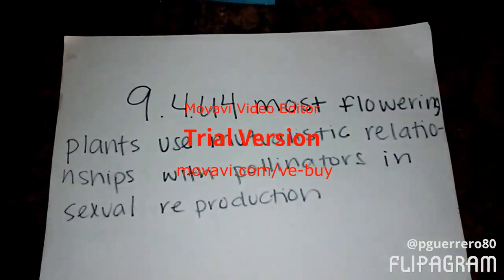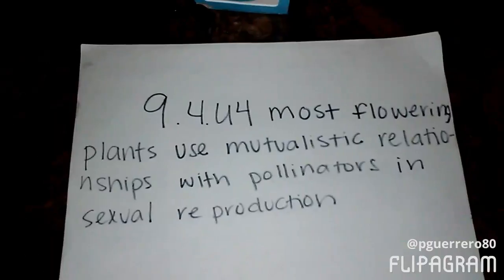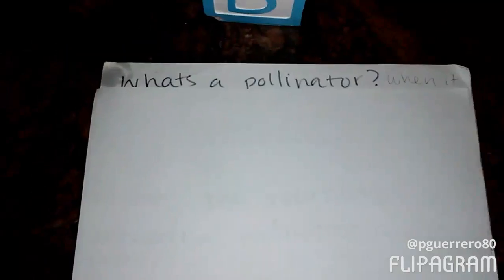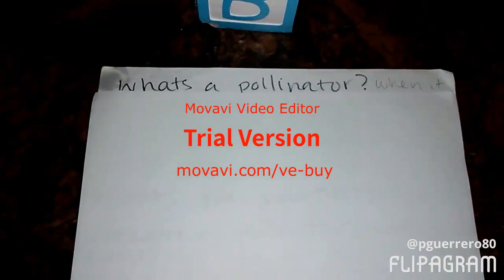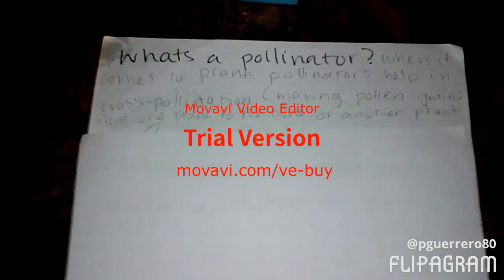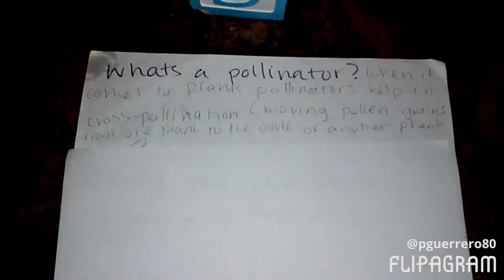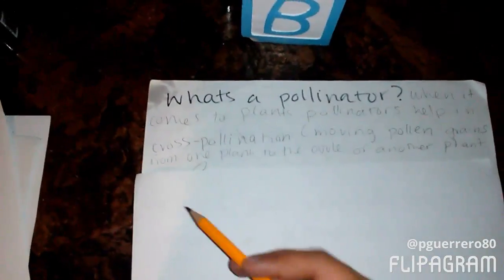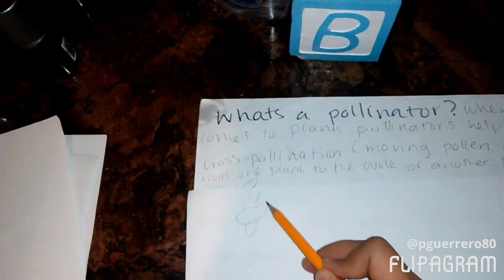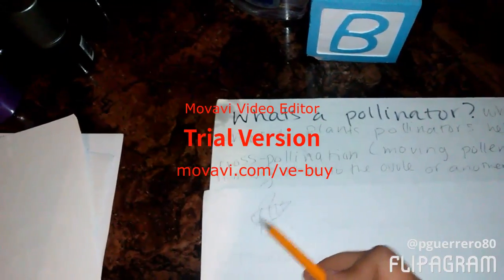In today's notes, we're going to learn about 9.4, Understanding 4. Most flowering plants use mutualistic relationships with pollinators in sexual reproduction. For starters, what's a pollinator? When it comes to plants, pollinators help in cross-pollination, which is moving pollen grains from one plant to the ovule of another plant. An example of a pollinator is a bee, which helps with the cross-pollination. They move pollen from one plant to another.